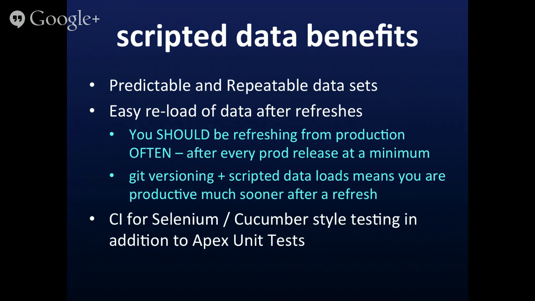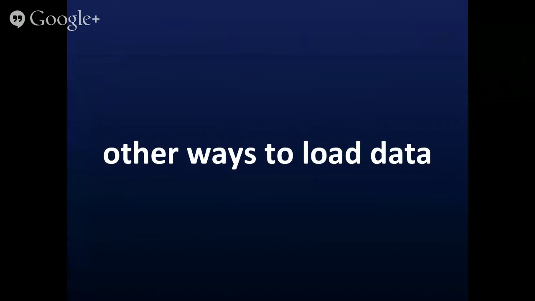Once you have scripted data loads too, you can also then use continuous integration to do Selenium or Cucumber style tests in addition to your Apex unit tests. So your unit tests, you typically write all the data in the unit tests. Those get pushed over as part of your CI strategy. They run, great. But now with scripted data loads, you can actually push data from the CI mechanism into your sandbox and then run Selenium tests against those, or any kind of user interface tests that you could dream up.